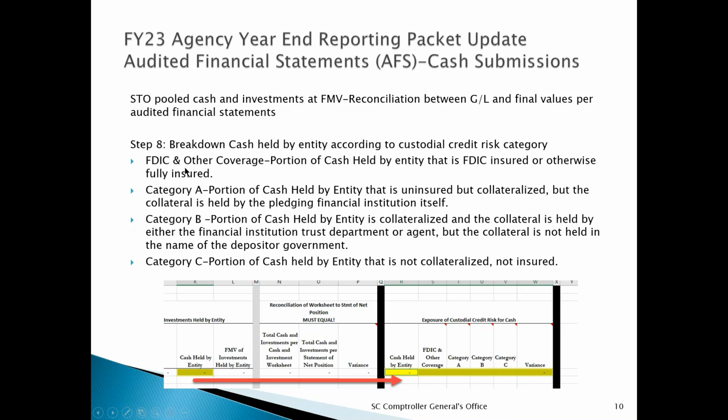And I give you a description of what each section means. And basically category A, B, and C has to do with your collateral versus the insurance. So just make sure you read this as to how you're going to disclose your cash held by your entity. And this cash held by your entity is different from your petty cash. It's the cash held by an entity that's in a bank, not your petty cash.